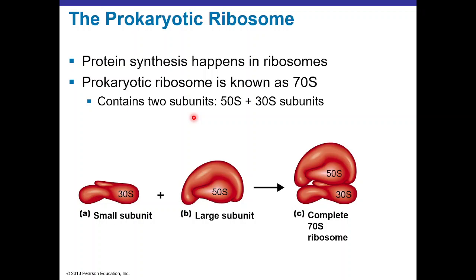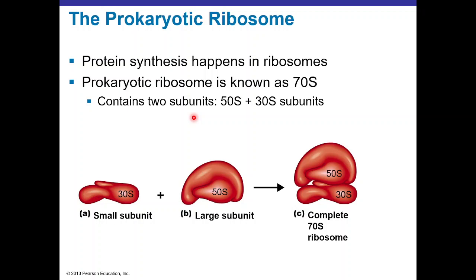Now, the prokaryotes have ribosomes because they produce proteins. Ribosomes are organelles that help to produce proteins. And the prokaryotes have ribosomes that are known as 70S. The 70S ribosomes are made of two subunits, 50S and 30S.